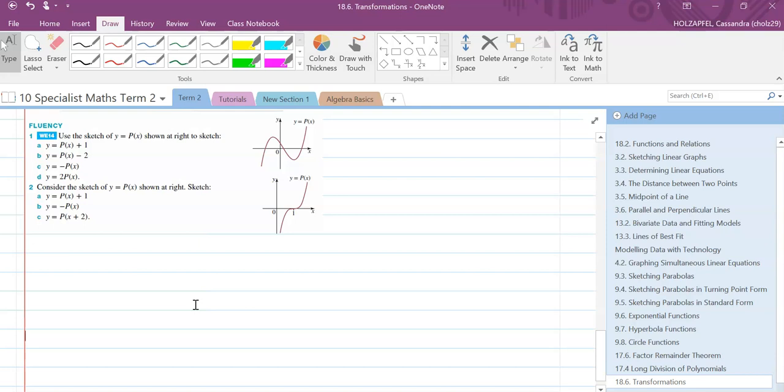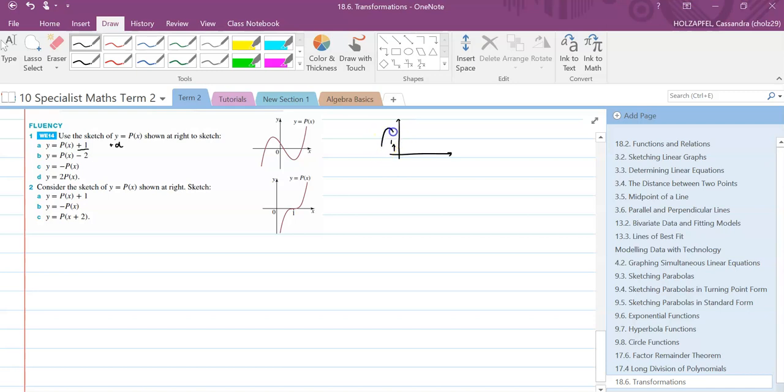So what I want to be able to do now is manipulate and transform this function without actually having to use a table or any values. So let's start off. We've got this function here, and we want to use it to sketch the graph of p(x) + 1. Since this is just an addition of a value on the end, that's just the addition of the constant d. So all we're going to do is draw that exact same graph, but shift it up 1.